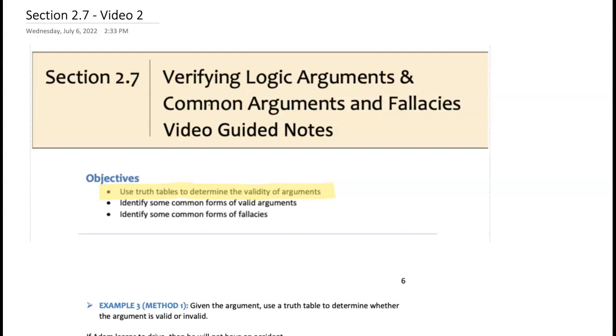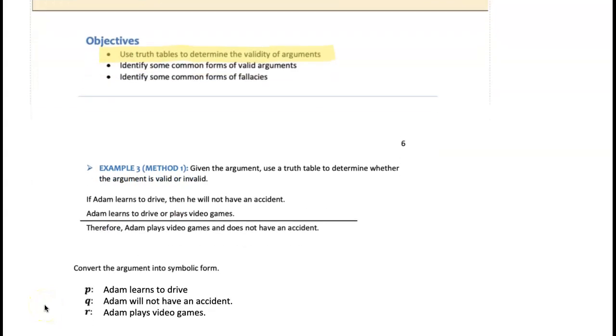Section 2.7, Video 2, Verifying Logic Arguments. In this video, we will continue to cover the objective using truth tables to determine the validity of arguments. Let's start with example 3.